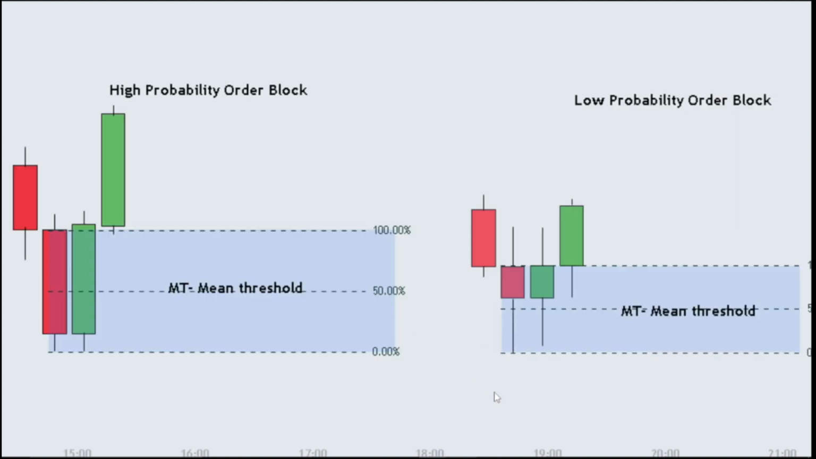Now we have a high probability order block and a low probability order block. If you look at these two, you will notice that the high probability order block has more range within the candle. And the low probability order block has wicks which are larger than the candle's range. So when the wicks are larger than the candle's range, that is a weak order block, as the state in delivery wasn't changed as much. There wasn't a strong shift of momentum in that moment.